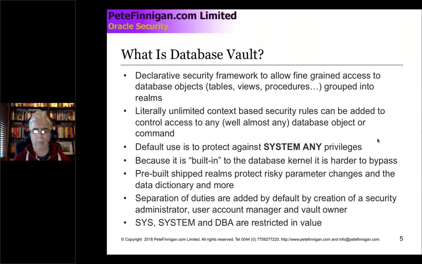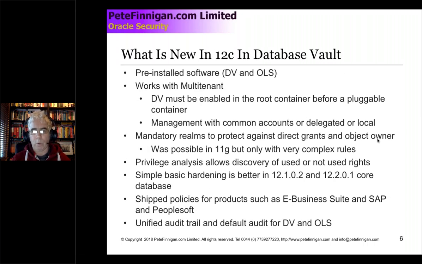So it's built into the database kernel, which means it's harder to bypass it or get around it or to trick the security. So it's a good solution. It's a good tool. I like Database Vault because it's actually there built into the database with the data, so it makes it harder for anyone to beat the security. What's new in 12?